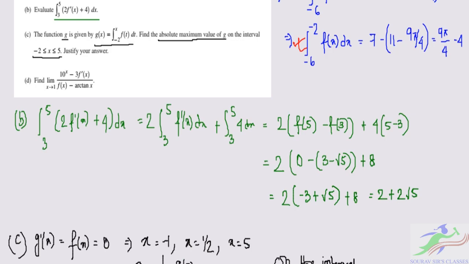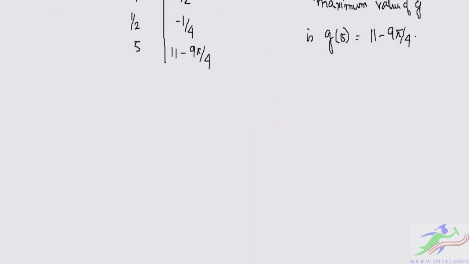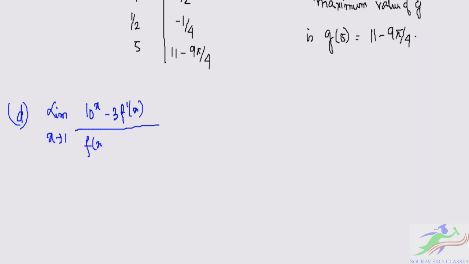And the last part of question 3, that is D. Part D, it is given, find the limit as x tends to 1 of 10 to the power x minus 3 f prime of x, and in the denominator it is f of x minus arctan x. Okay, so let's solve this last part of this question, part D. So I have to find the limit as x tends to 1 of 10 to the power x minus 3 f prime of x, in the denominator f of x minus arctan x.